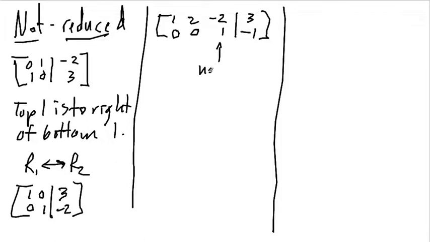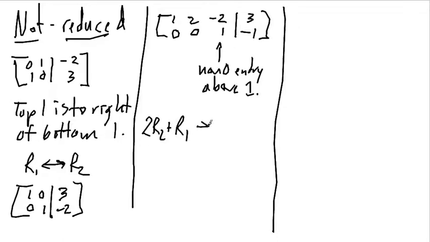Well, I have a non-zero entry above this leftmost one. This is a leftmost one, and there's a non-zero entry above it. That's a problem. How can I fix that? Well, I want to make this equal to 0. I can add a multiple of this row to this to make that guy disappear. These zeros here are not going to change what's going on over here. To get rid of this 2, I'm going to take 2 times R2 and add that to row 1 and replace row 1 with that.